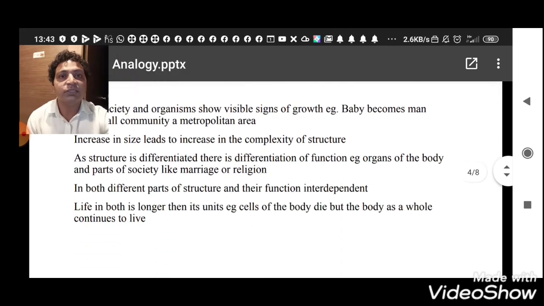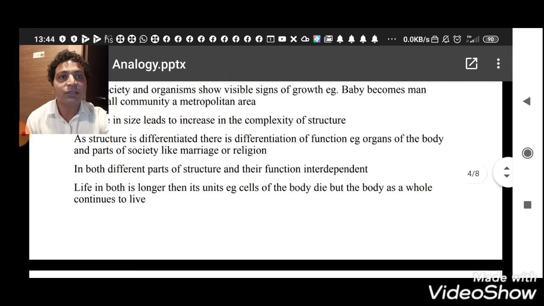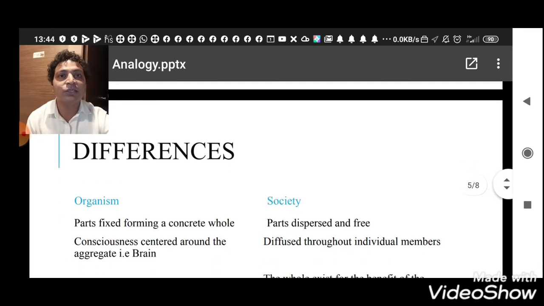Going further, we see that life is longer than its units. That is, the cells of the body die, but the body as a whole continues to live. The same applies also to societies. You will see individuals die, but societies continue to live on. So individuals are like the cells of the body, and the body means the body which we have here. We have certain cells which die, but still the body continues to live on. So these are some similarities that you find between these two, that is, society and an organism.